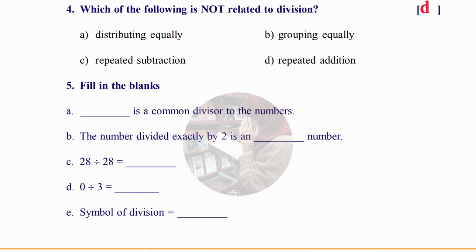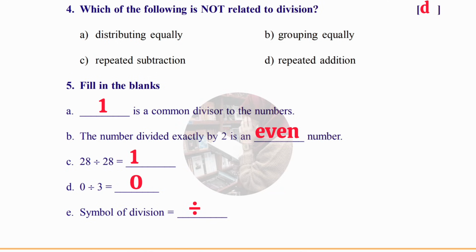Okay, let's see the fifth one, which is fill in the blanks. First one is dash is a common divisor to the numbers. So for every number, 1 is the common divisor. Write down 1. Second one is the number divided exactly by 2 is an dash number. Exactly divided by 2 is an even number. Write down even. Third one, 28 divided by 28 equal to, so 28 divided by 28 is equal to 1. Write down 1 as the answer.